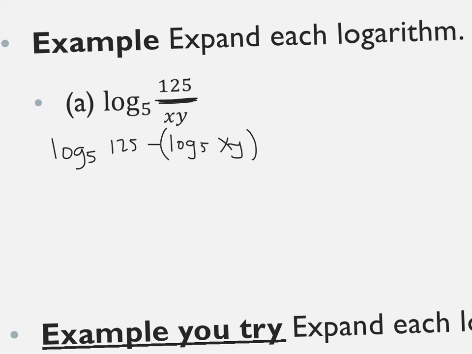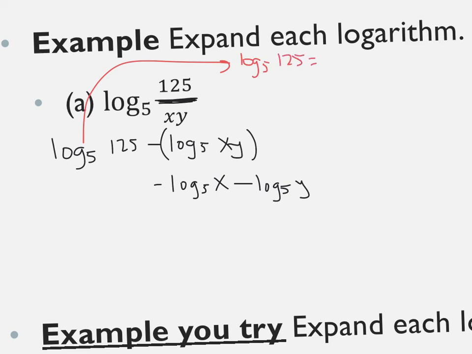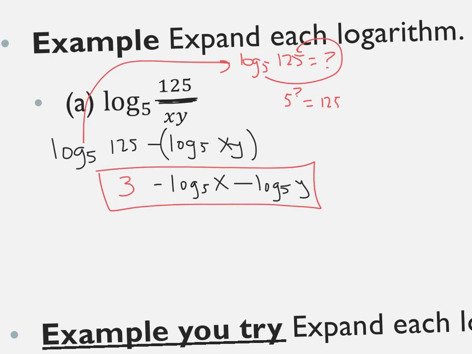So when you expand log base 5 of xy, the biggest mistake that I will see students make is they will put log base 5 of x with a negative, but they'll put a plus log base 5 of y instead of a subtraction. And then for log base 5 of 125, I want you to think about it as log base 5 of 125 equals some number. So 5 to what power equals 125? Well, that is 3. So there is our final answer.